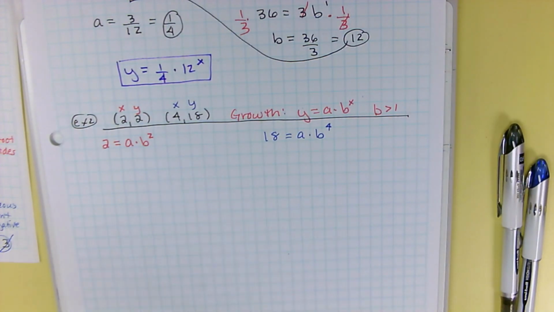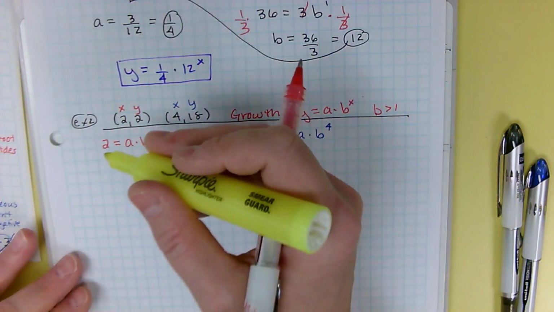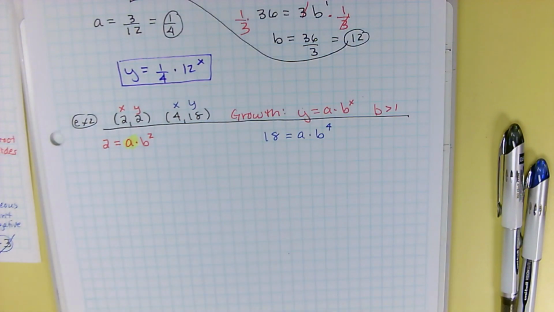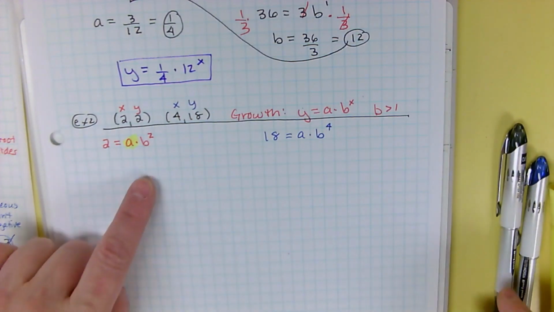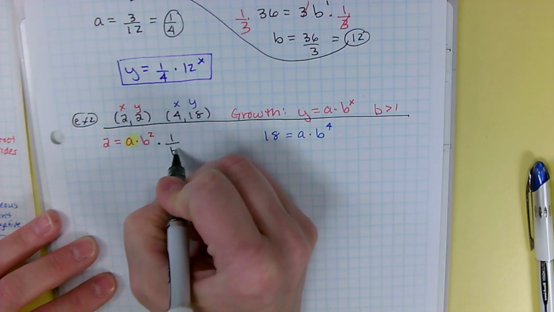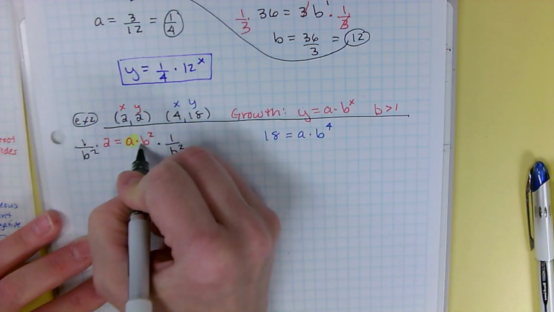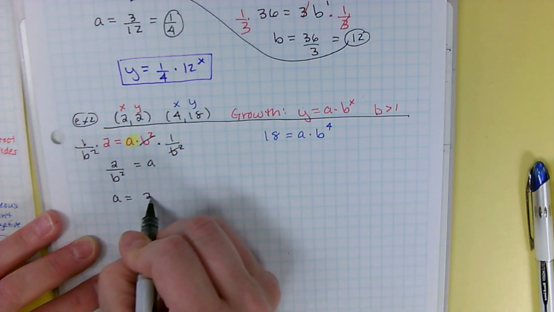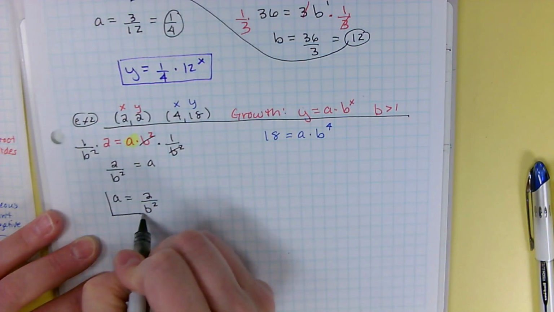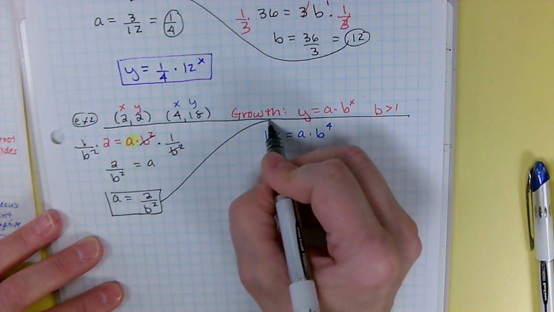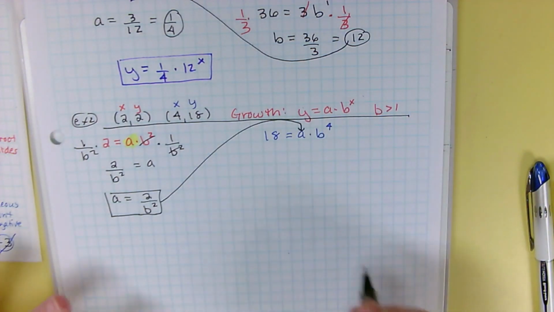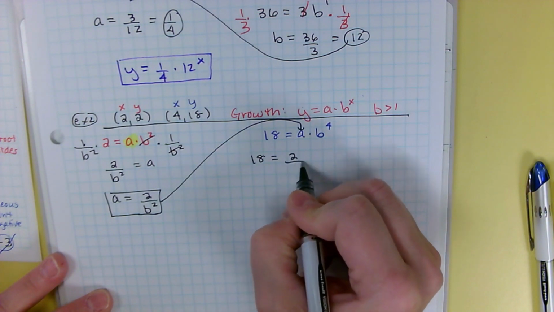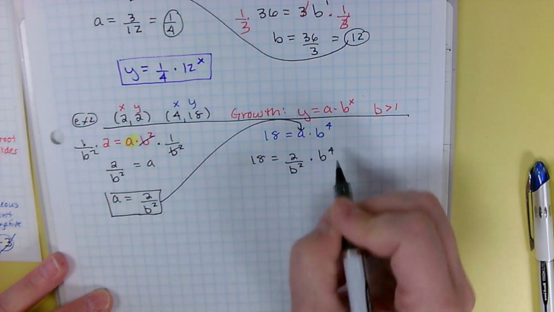Okay, so here's where this is a little different than how we did substitution. Little bit, not big difference, is sometimes you can't get a simple equation. So just pick the lonely one and solve for that one first. So I'm going to get rid of the b squared. So I'm going to multiply by 1 over b squared. That gives me 2 over b squared equals a. So a equals 2 over b squared. All right, now I'm going to substitute that into my second equation. So 18 equals 2 over b squared times b to the 4th.